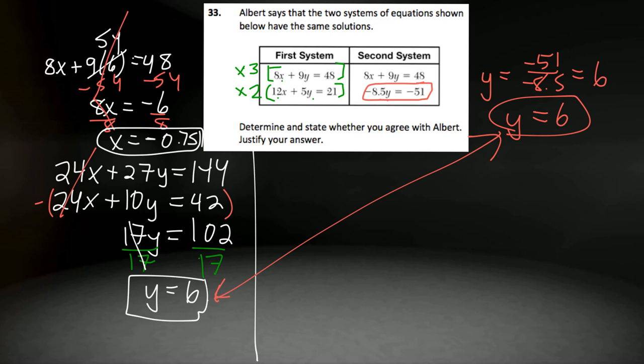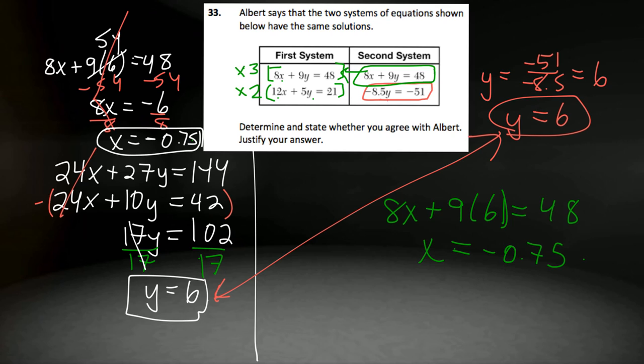Now to find our x, well actually, if you take a look at this first equation, it's exactly the same as from the first system. So if we were to go through the same process, 8x plus 9 times 6 equals 48, we would get the same x value. We just figured that out. It would be negative 0.75.